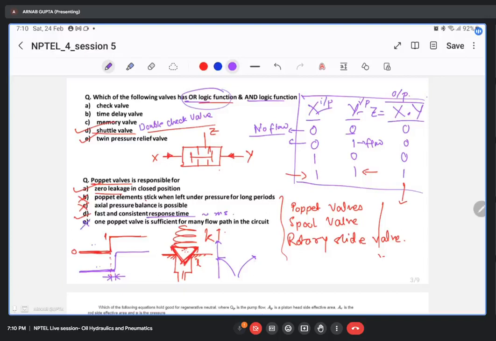So axial pressure imbalance is there, but there are some remedies to overcome that. I would encourage you to identify a few of them so that we can take it up in the next class, like how to go about this axial pressure imbalance, how to achieve this balance.